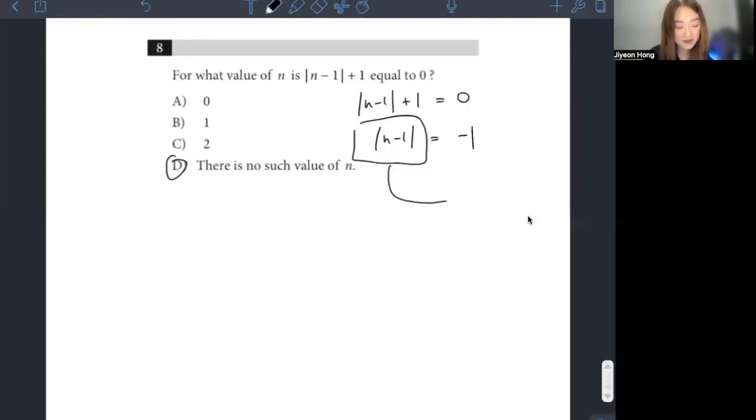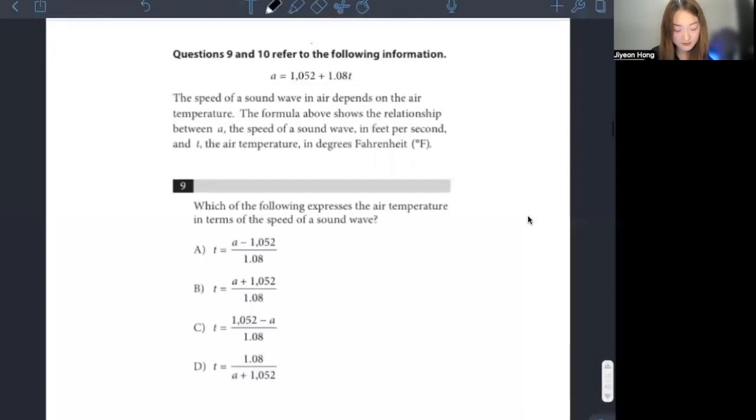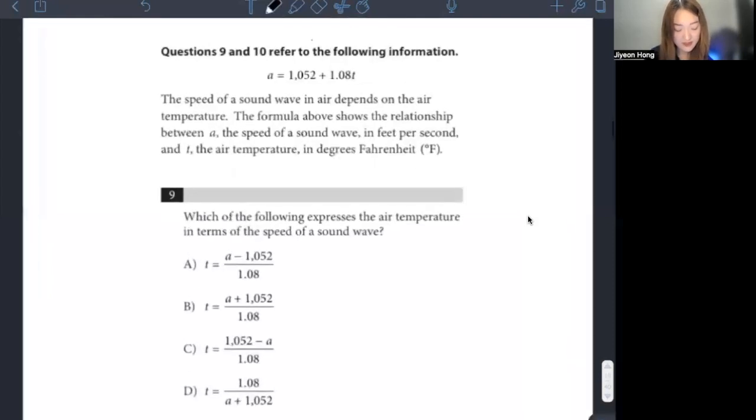Okay, number 9. All right, the speed of a sound wave in air depends on air temperature. A is the speed of a sound wave in feet per second, and T is the air temperature in degrees Fahrenheit. Which of the following expresses the air temperature in terms of the speed of a sound wave?